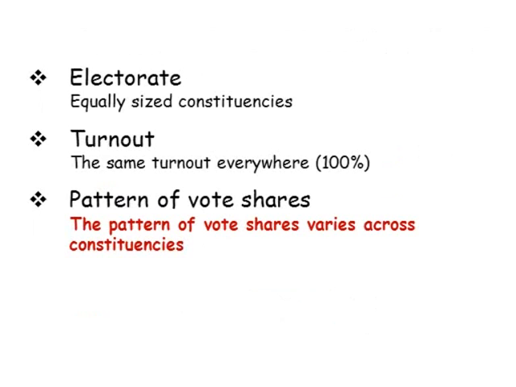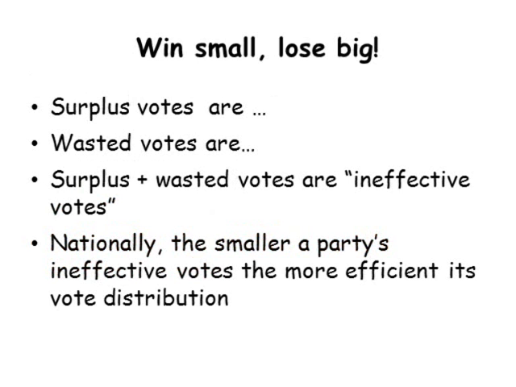For this example, we're going to assume that the constituencies are the same. The turnout is, again, everyone being good citizens, 100%, but now we're going to change the pattern of vote shares. So vote shares are going to vary across constituencies. Before I get to this point, though, a little bit of an explanation is probably required. The slide is headlined "Win Small, Lose Big," and I'll explain.